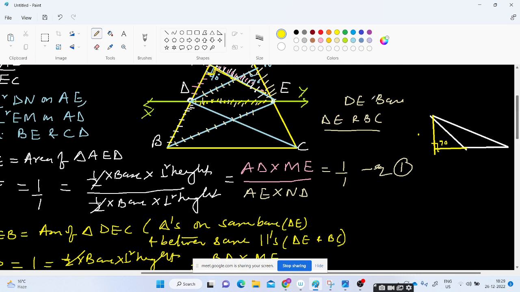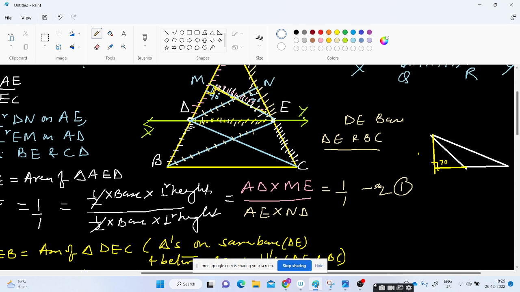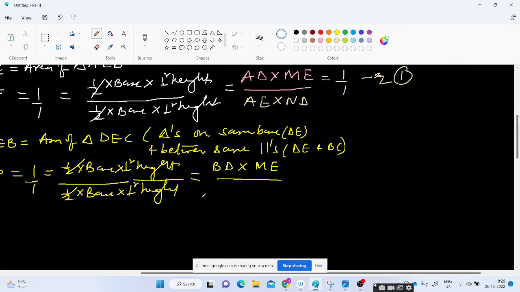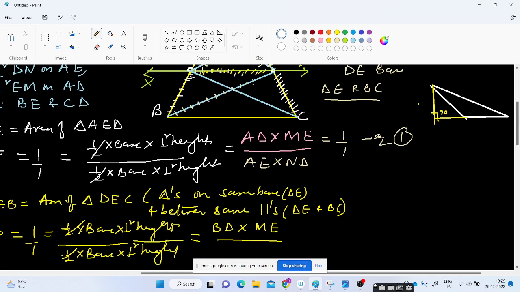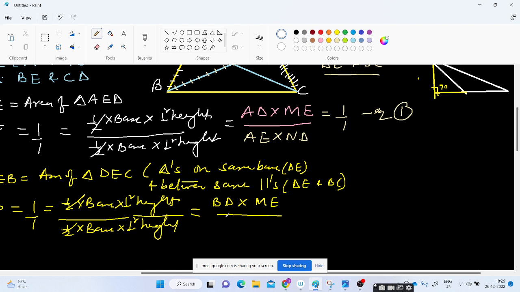Now the second one is triangle DEC. Base is EC and the perpendicular height is ND, this one, because this is making 90 degree. So this is the height of this triangle. So you will write here half EC into ND. It is also coming 1 is to 1. This is equation number 2.